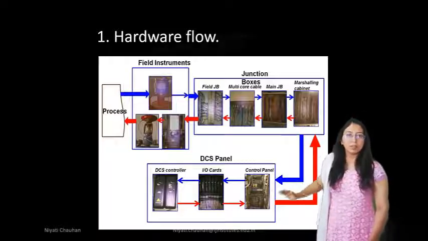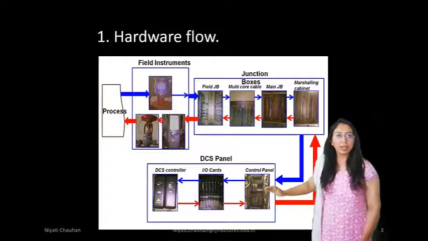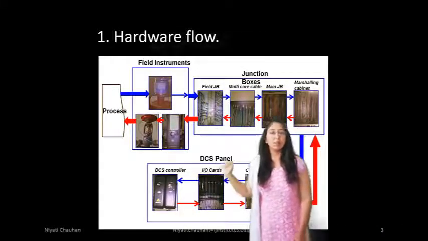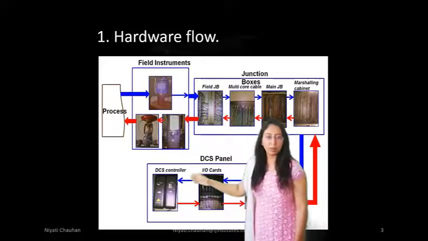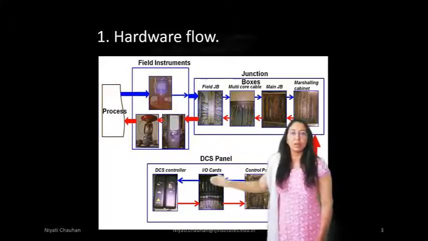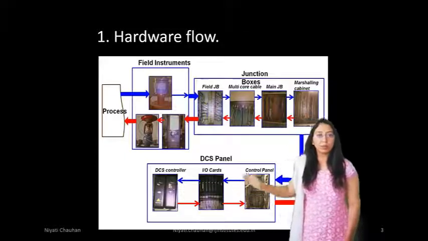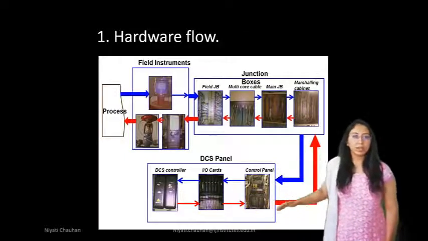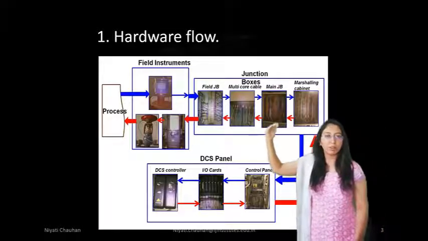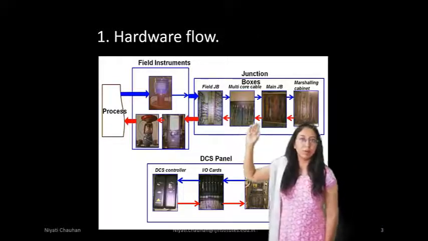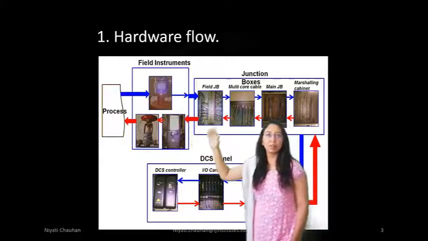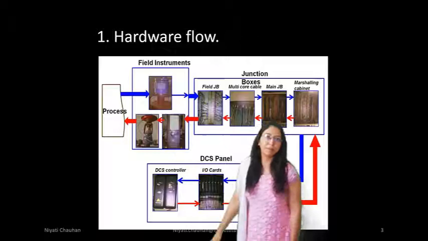Marshalling cabinet sends to the control panel, and control panel to the input output card, and input output card to the DCS controller. Then from the DCS controller the signal comes in the reverse direction, okay. DCS controller to input output card to control panel, okay. Control panel to Marshalling cabinet, then main junction box to multi-core cable to field junction box, then field instrument, and the signal returns to the process, okay.